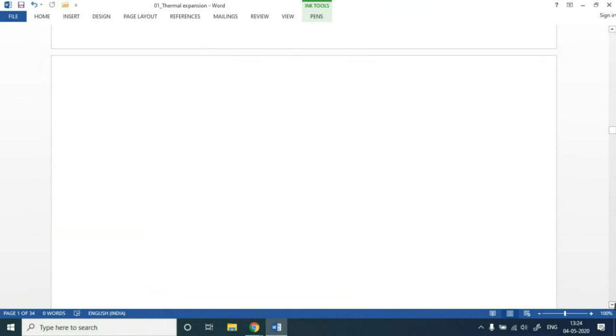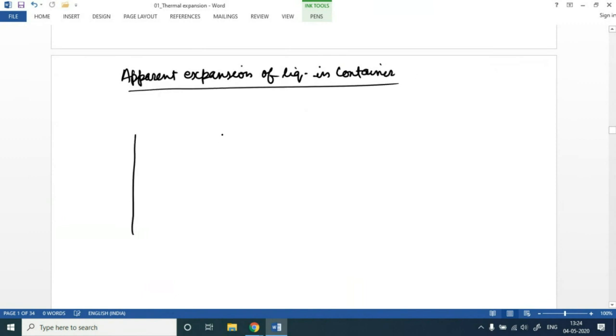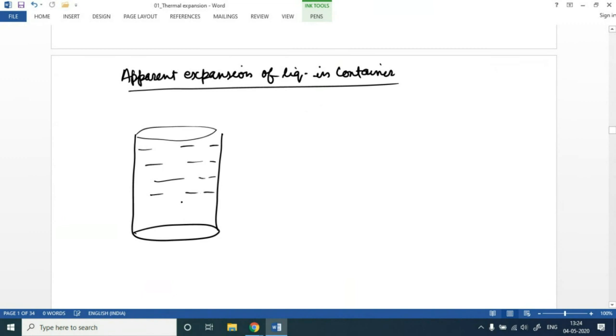Let's try to have one question quickly about the apparent expansion of liquid in a container. So let's say inside a container liquid is completely filled, and the container has volume V naught. So if it is completely filled, the volume of the liquid is V naught as well. And let's say the coefficient of linear expansion of the container is alpha C, and the coefficient of volume expansion of the liquid is gamma L.